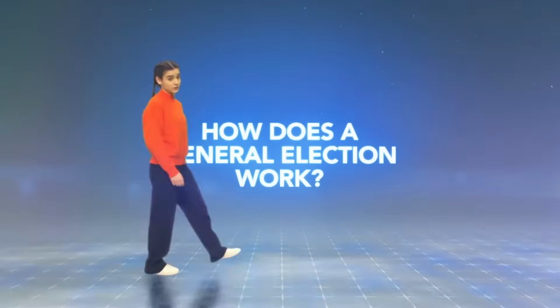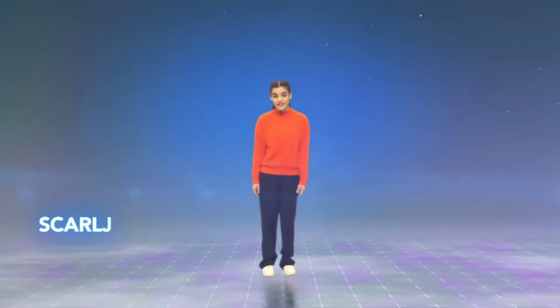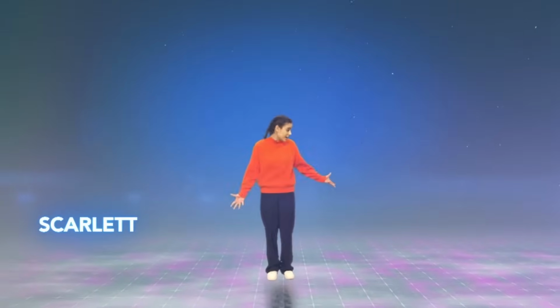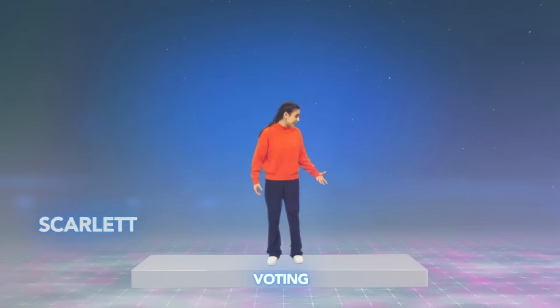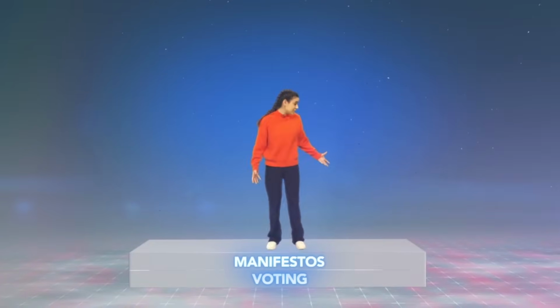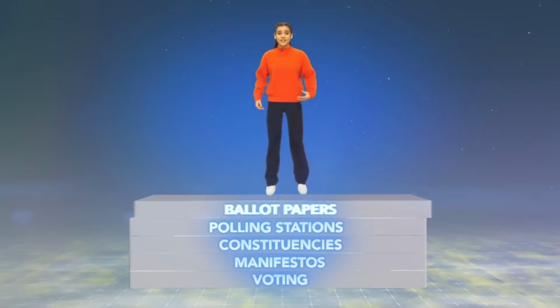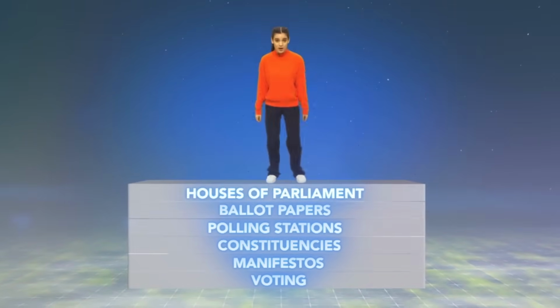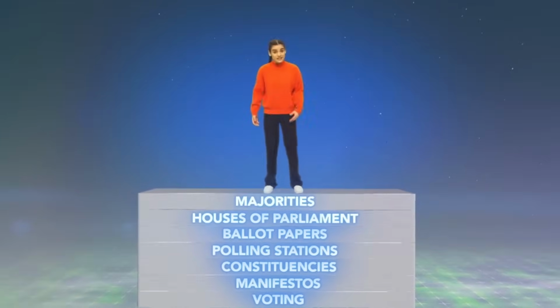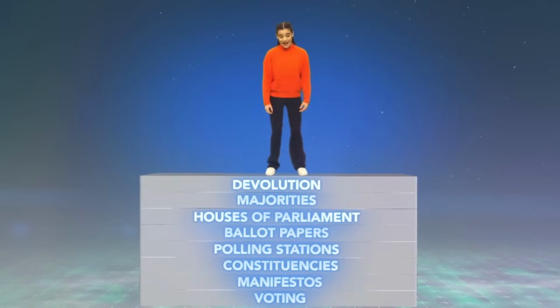How do we decide who gets to run the UK? Well, it's more complicated than you might think. There's voting, manifestos, constituencies, polling stations, ballot papers, the Houses of Parliament, majorities, devolution, number 10.